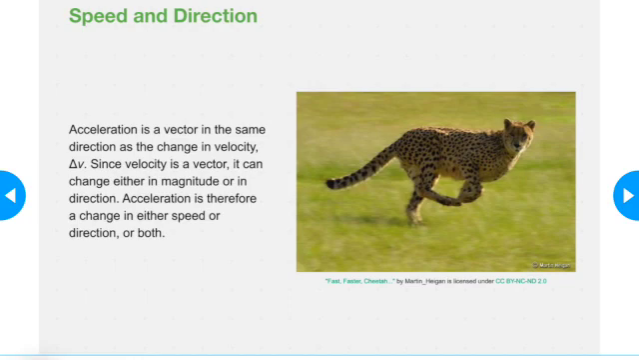For this one, we're just reiterating that, again, acceleration is a vector, but it is in the same direction as the change in velocity. That does not mean it is in the same direction as the velocity. So if the velocity changes direction, as in it gets slower, then the acceleration is in that direction instead of going the same direction as the velocity if it's getting faster. And we'll talk more about that in a second here.